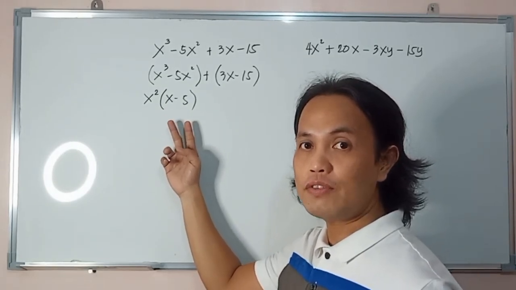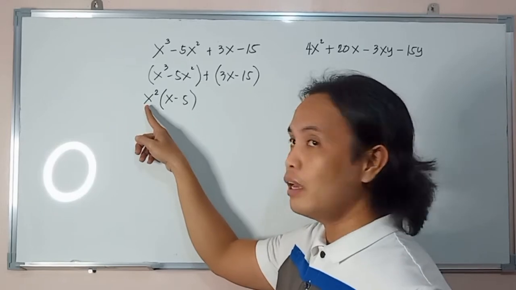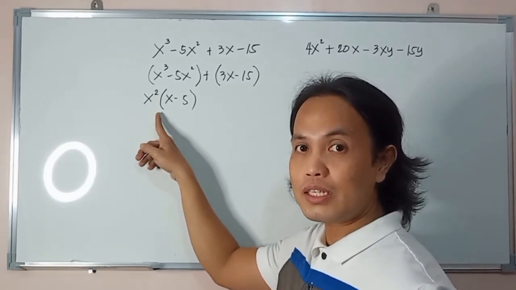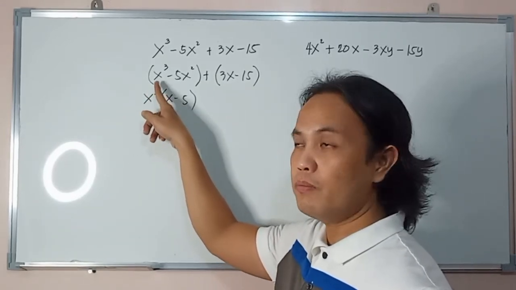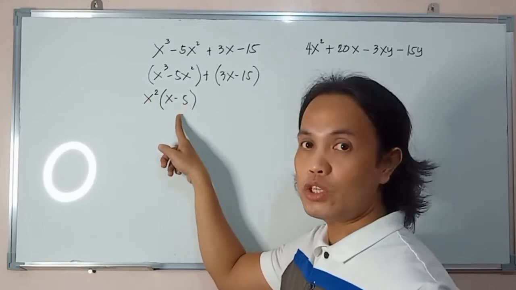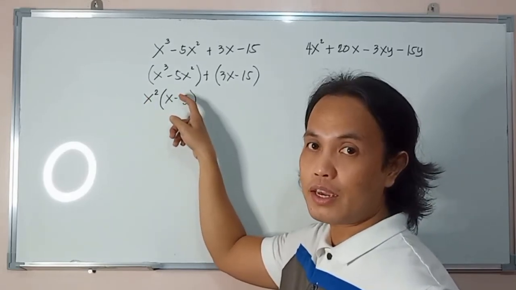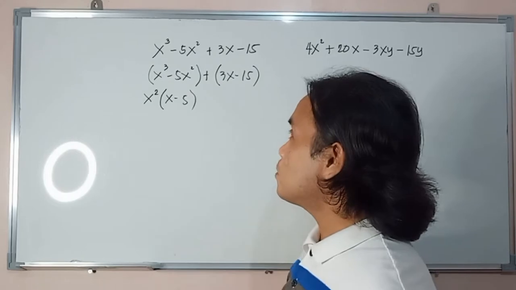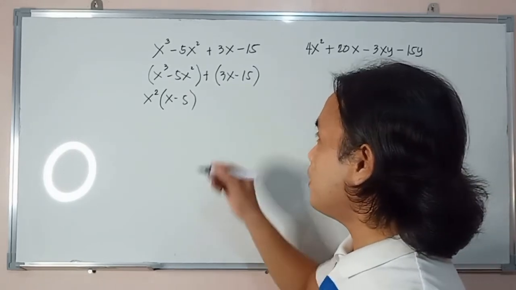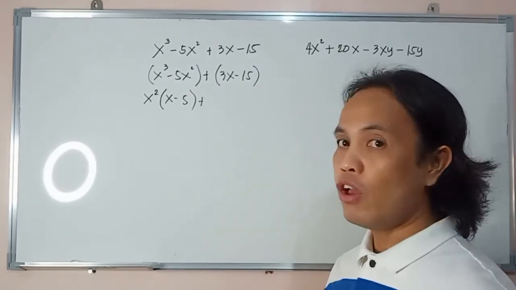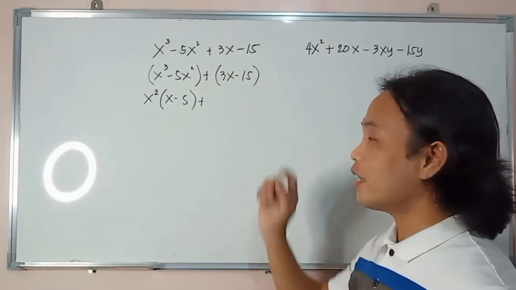If we want to check if these factors are correct, we just simply multiply x squared times x, which is equal to x cubed, and x squared times negative 5, which is equal to negative 5x squared. Now, let's proceed to the second binomial. We copy plus. Our second binomial is 3x minus 15.